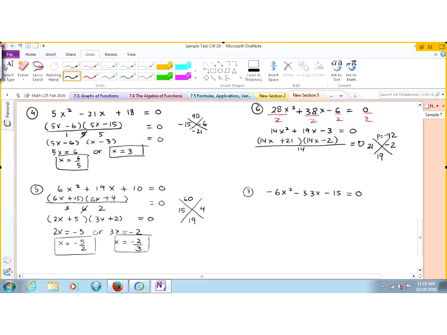Remember the equals 0. You have to carry it. What am I doing with my 14? 7 times 2. Okay, so you have 2x plus 3 times 7x minus 1 is equal to 0. So 2x is equal to negative 3. x is equal to negative 3 over 2. Or 7x is equal to 1. x is 1 over 7. Okay. Yes, no?